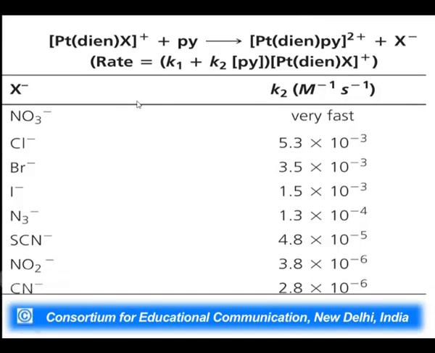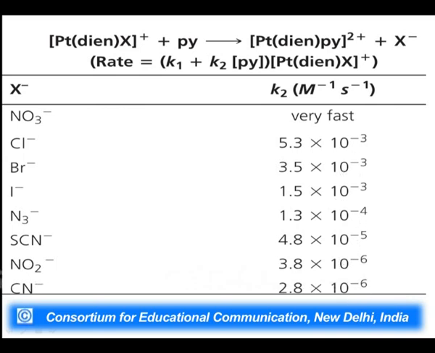If we see in this example, X varies from nitrate to chloride, bromide, iodide, azide. With nitrate the reaction is very fast, with chloride the reaction decreases, and when we reach cyanide the rate is lower by a factor of about 10 raised to the power minus 3.